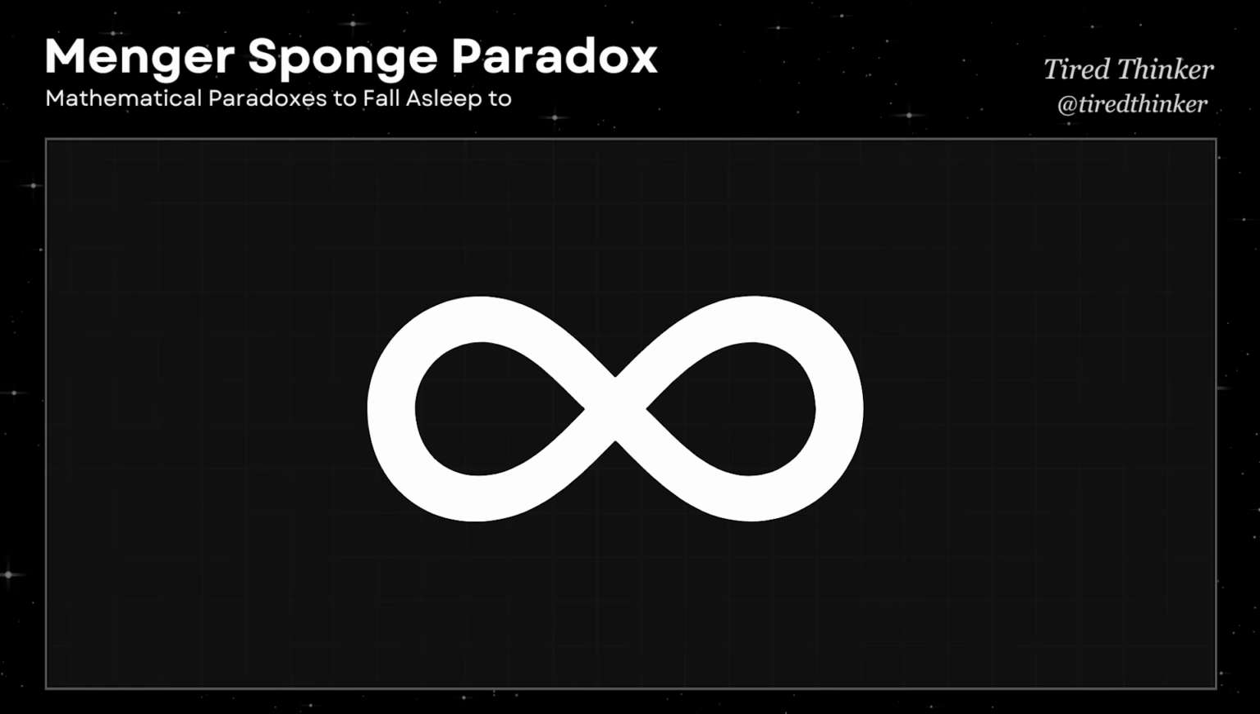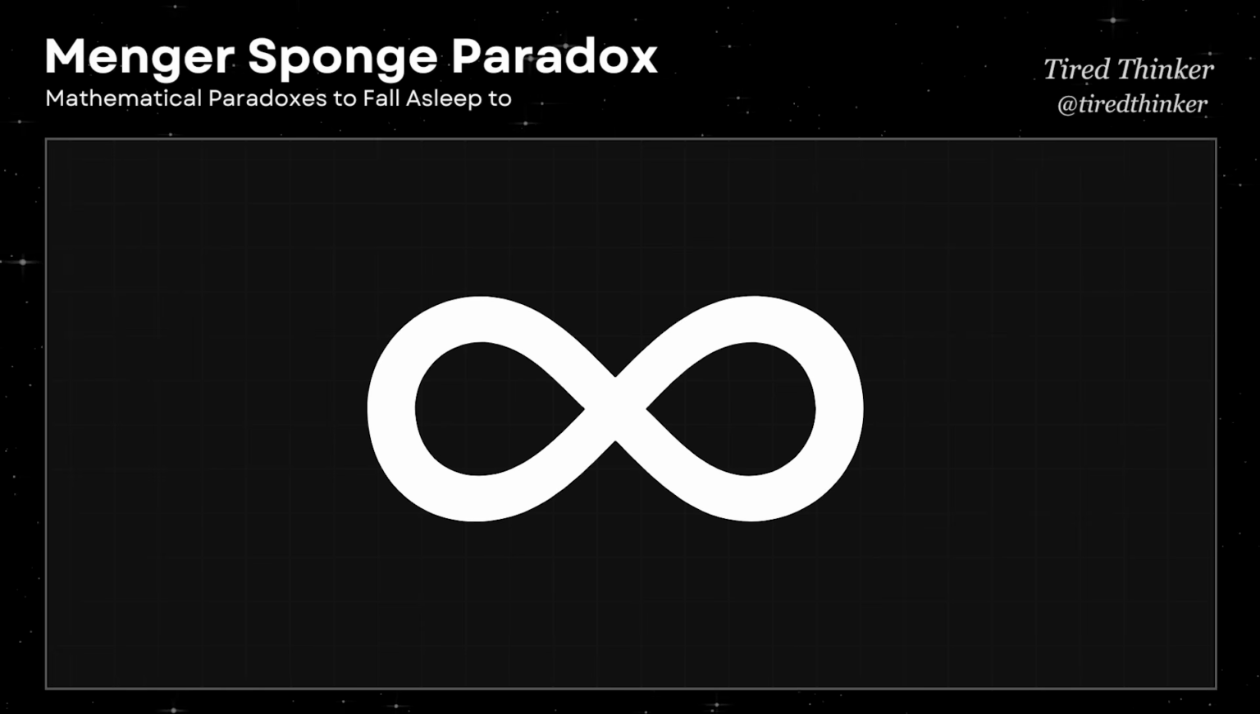Now take each of the 20 remaining cubes and repeat the process. Cut them into 27 smaller cubes and remove the middle sections again. You now have a more complex shape with even more holes. Repeat this process indefinitely. Each time, more of the cube is removed, creating a shape that gets more intricate as it develops. At first, it seems like the shape is just becoming more and more porous.